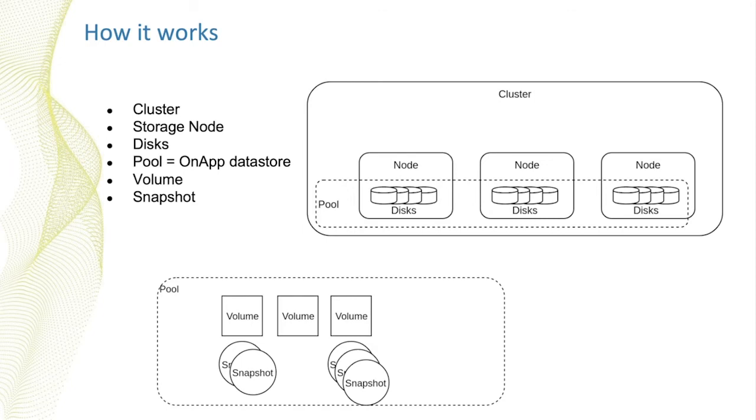The top part of the diagram is the physical view, so storage nodes and disks and pools. And the bottom side of the diagram is more of the logical side of things. In a storage pool, which corresponds to an OnApp data store, you have volumes and snapshots, and you can create thousands of volumes, and each volume corresponds to a virtual disk. And for each volume, you could keep a number of snapshots, right? Next slide, please.